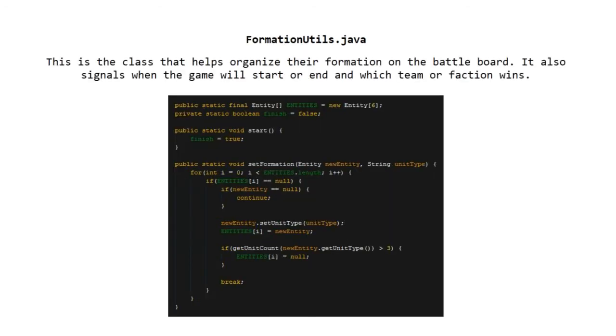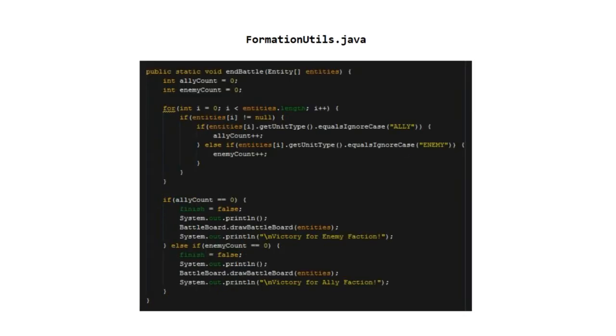This is the class that helps organize their formation on the battle board. It also signals when the game will start or end and which team or faction wins. The function of the set formation method is to determine which side the entity is on, left or right side, ally side or enemy side. The end battle method checks whether the entity exists, or is still alive, in each position.